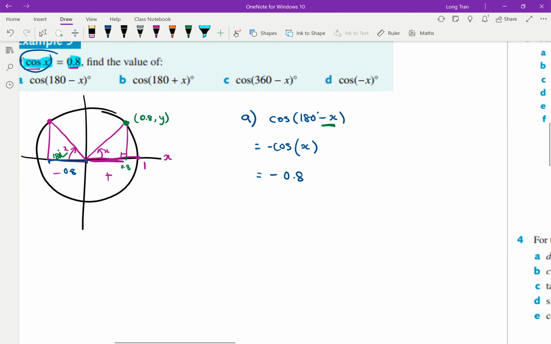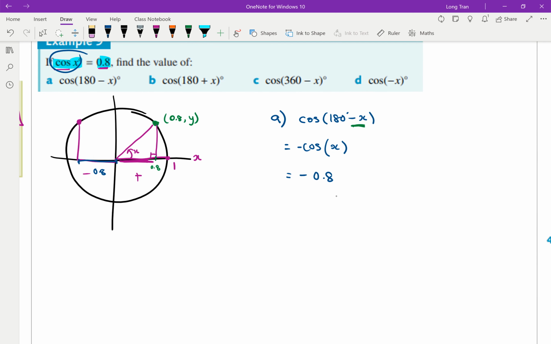Let's have a look at part B. I'm going to rub this out just to help us look at what they've given us. There we go. Part B. Same thing. We're doing cos of 180 degrees plus x. So where is that? 180 degrees is starting over here. This is 180 degrees, and I'm adding x, so I'm going down extra further. Notice on the diagram, I'm adding an extra x angle. So that's what it'll look like.